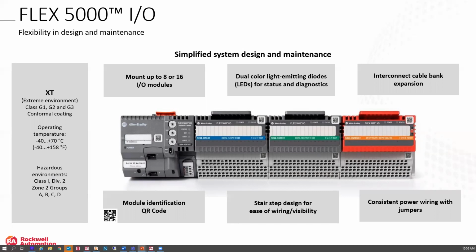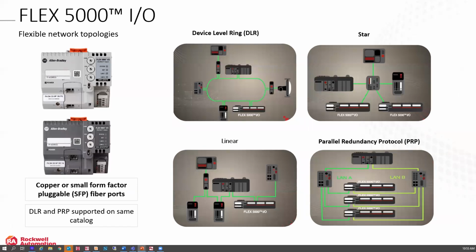Dual LEDs, there is an expansion cable, and again, the high temperature rating for it. And again, one of the other things that makes this a process IO is the comms adapter allows for different topologies of Ethernet. We can do a device level ring, a star, a linear network. More importantly, we can also address the parallel redundancy protocol, where we have to have 2 distinct channels to the IO rack. So this IO does support it. It also, again, as I mentioned earlier, does have a comms adapter that uses SFP adapters, so we can take fiber optics directly to it.